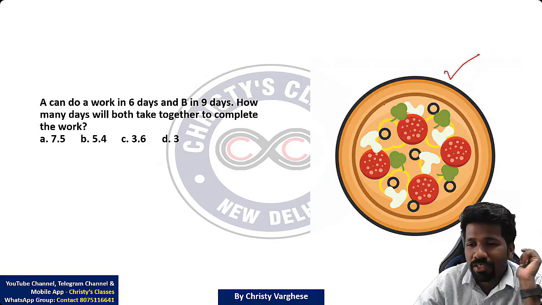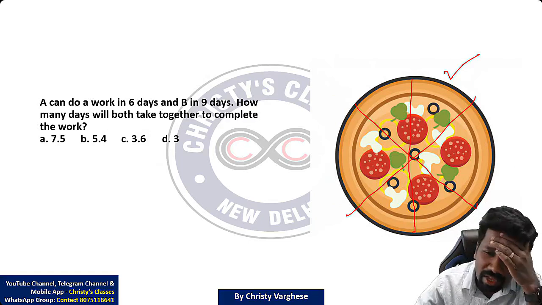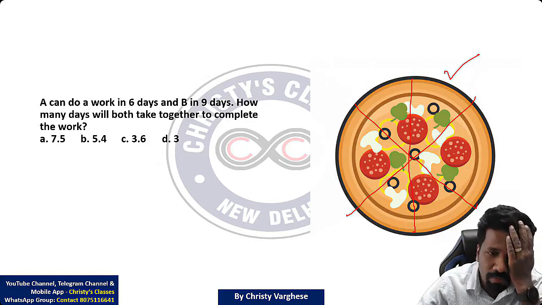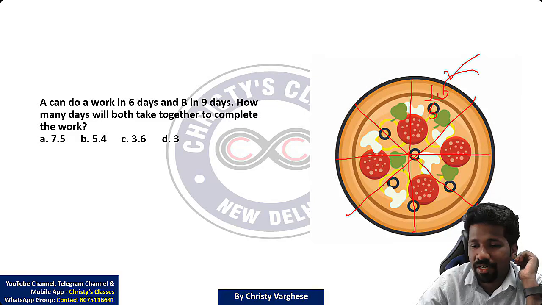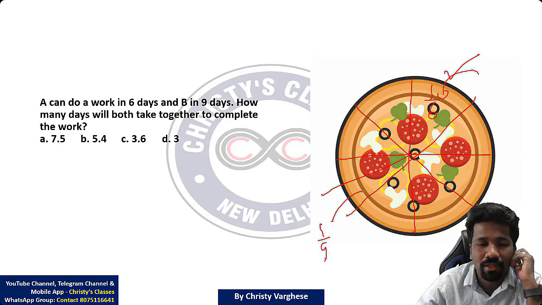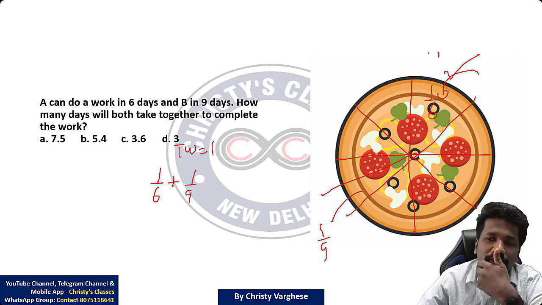A can do it in 6 days means A will cut the pizza into 6 parts. I am just showing it for imagining it properly. And he will eat 1 out of 6 parts every day, 1/6 part every day. What will B do? B will cut the same pizza into 9 equal parts, and he will eat 1/9 part every day. So A will eat 1/6 part and B will eat 1/9 part, because we assume total work is 1, for eating 1 pizza.